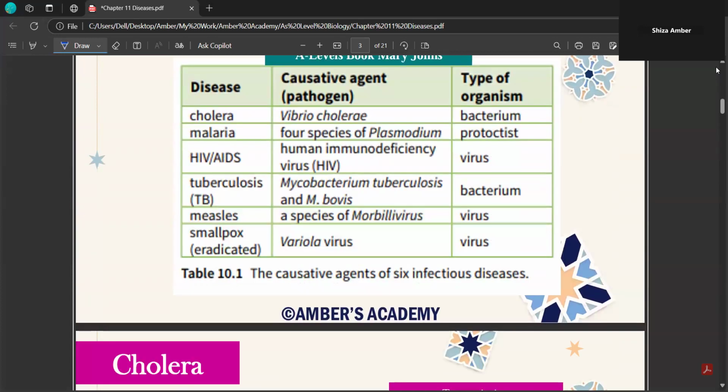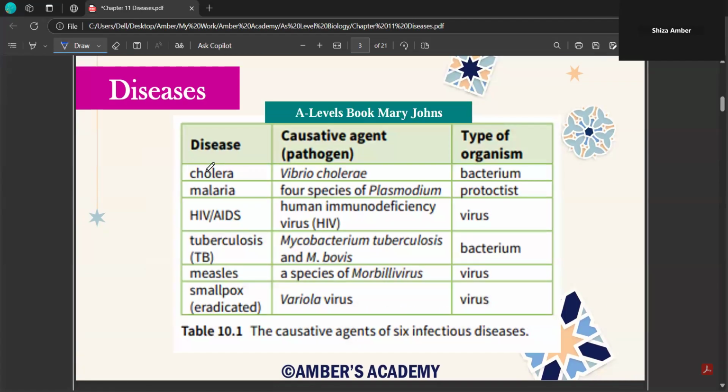All right. Then these are the diseases that we'll be covering: cholera, malaria, HIV, TB. Measles is no longer in your syllabus. And smallpox is also not in your syllabus, but a little brief about smallpox is that it was caused by the pathogen variola virus. The type of organism was a virus, which was causing this disease. But now it has been eradicated, so it's the only viral disease that has been eliminated from the world. It was eliminated in 1980, and you do not need to remember anything other than this. So measles is no longer in your syllabus.